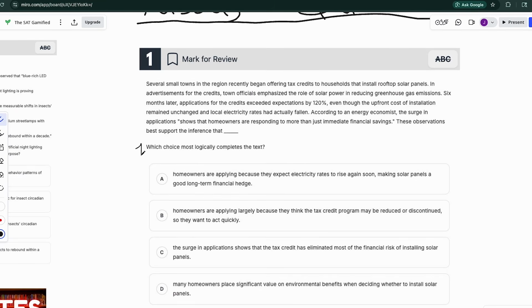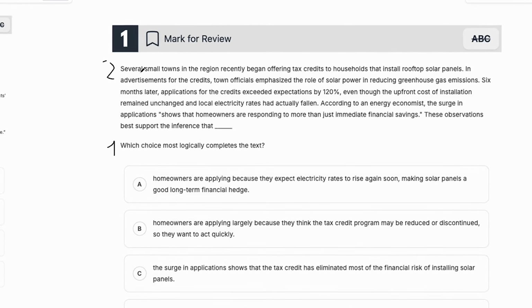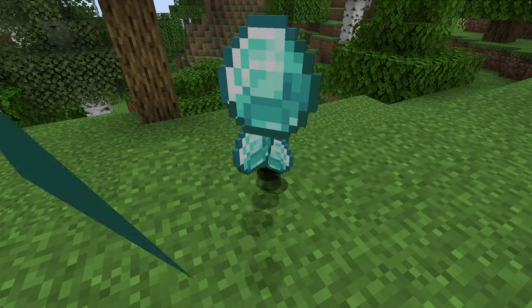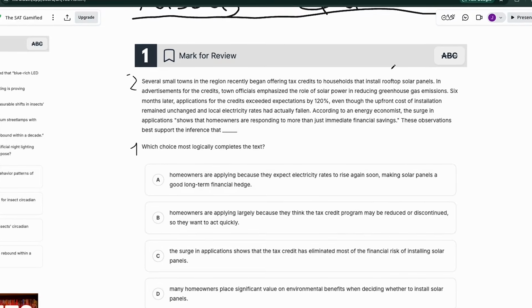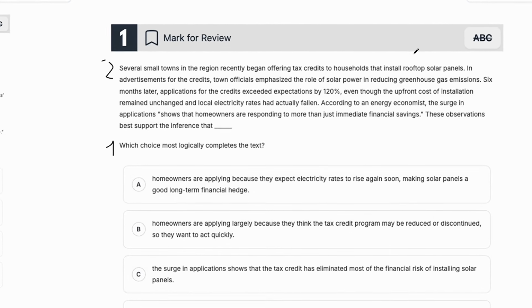First, read the question. Which choice most logically completes the text? Then read the passage. Several small towns in the region recently began offering tax credits to households that install rooftop solar panels. Governments were giving money to people who put solar panels on their houses. In advertisements for the credits, town officials emphasized the role of solar power in reducing greenhouse gas emissions.